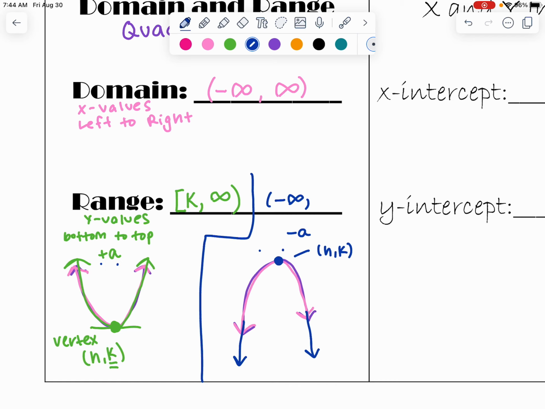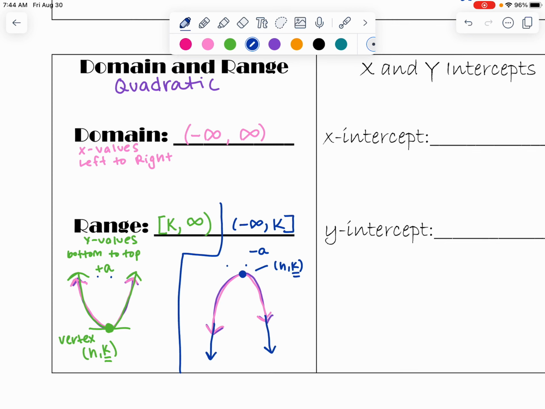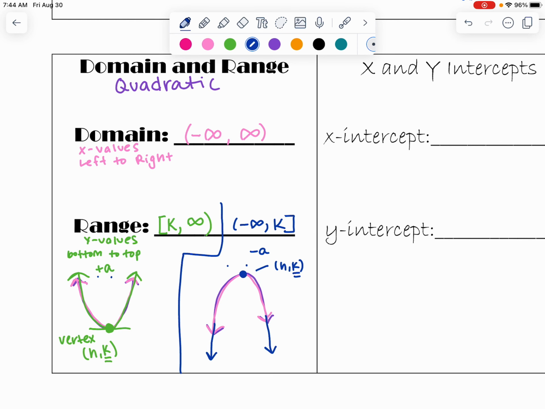So the highest this graph will ever reach is at the vertex, which is at k. Because remember, this is y value, so we use the y value of the vertex. And that's for quadratic graphs only, the general rules for domain and range.